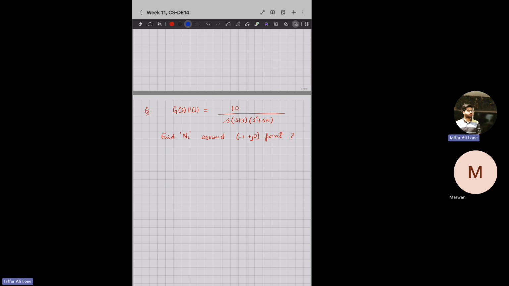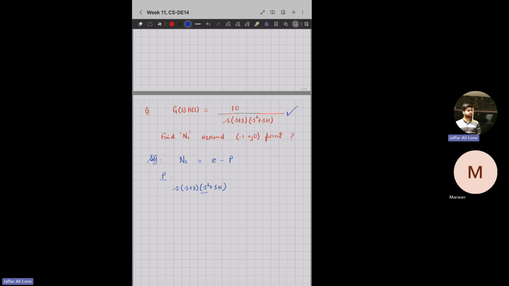Well, we know the answer. The answer is very simple. NC is given by Z minus P. So we just have to find Z and P. Let's find P first. For P, we'll directly take the denominator of the open loop transfer function, which is basically s plus 3 into s square plus s plus 1.